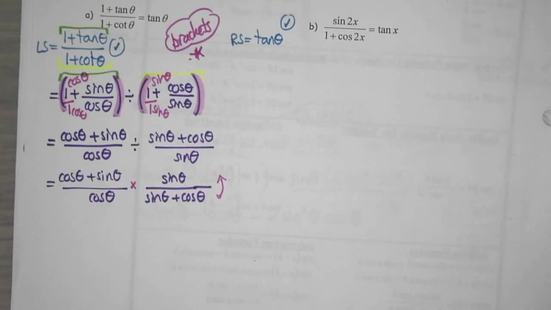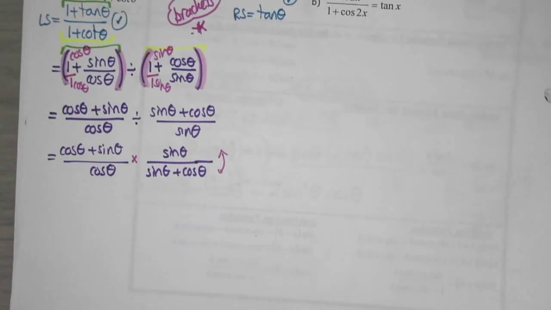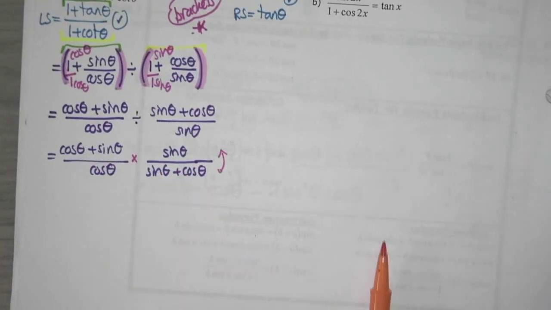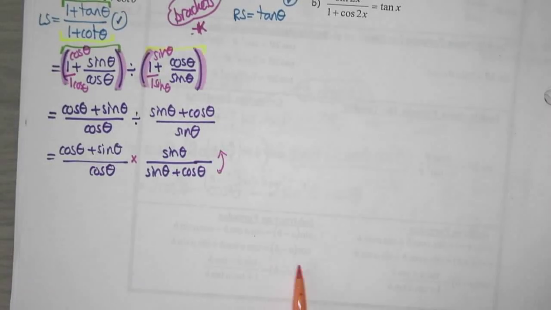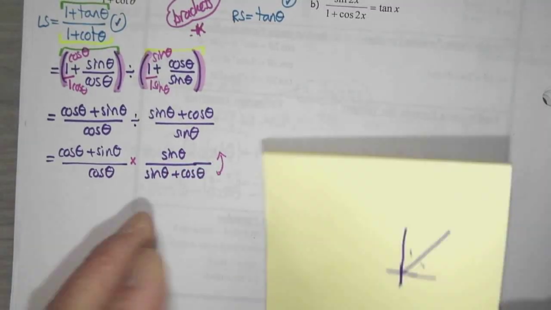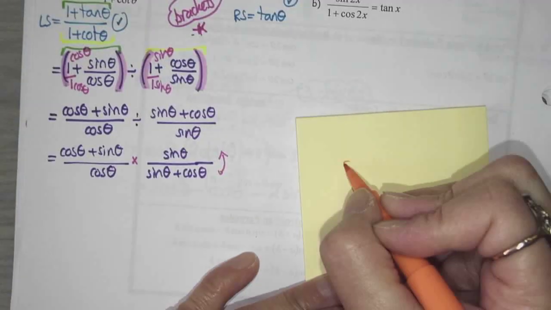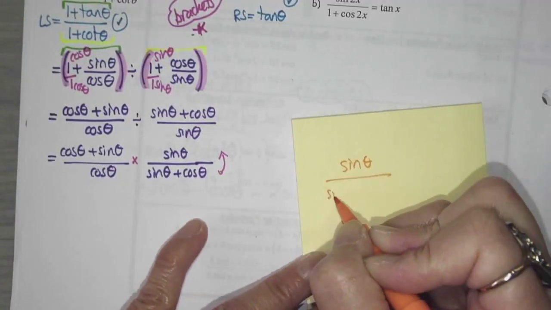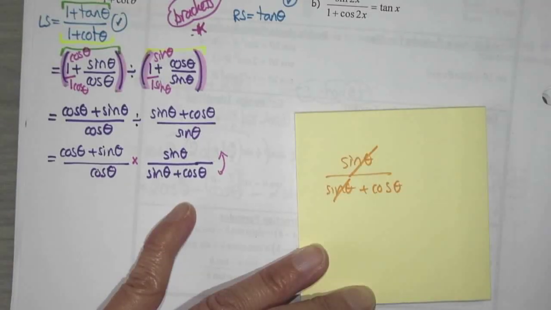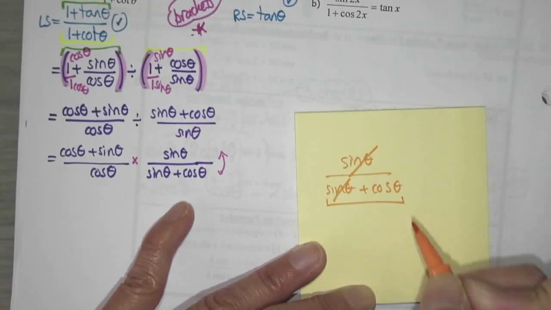Now, you are only allowed to cancel a binomial with a binomial and a monomial with a monomial, just like we have been doing since grade 11. You are not allowed to ever cancel this. Sorry, my thetas get messy. Okay? You are never allowed to cancel that. Does that make sense? You're not allowed to cancel the sine theta over sine theta plus cos theta. I get a lot of people who do this. That is not allowed. This is a binomial.